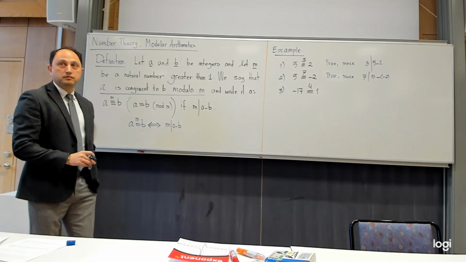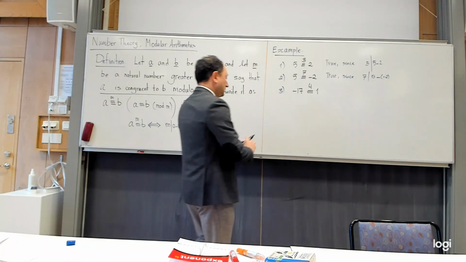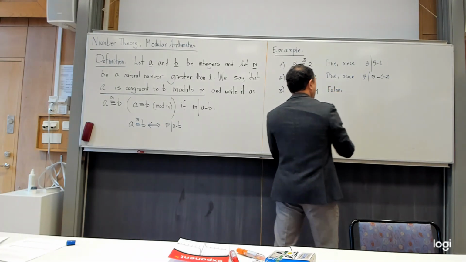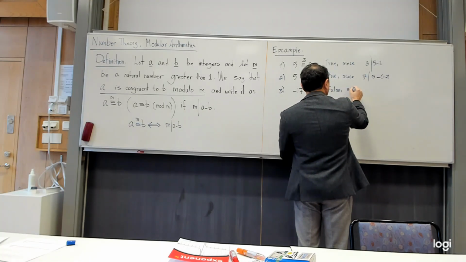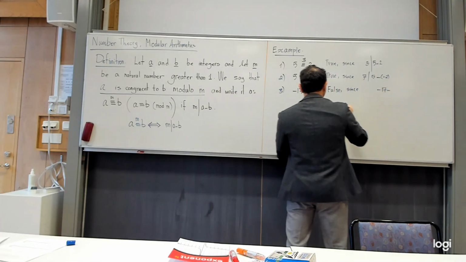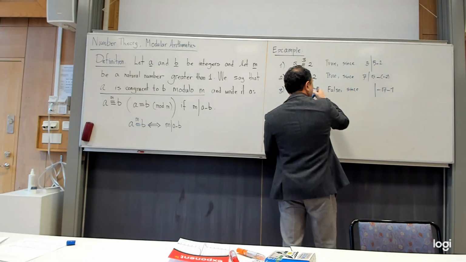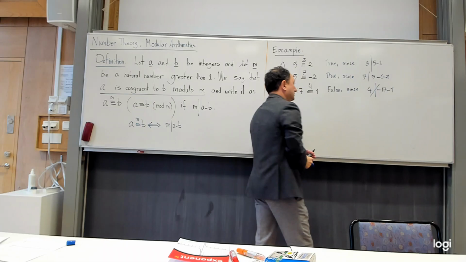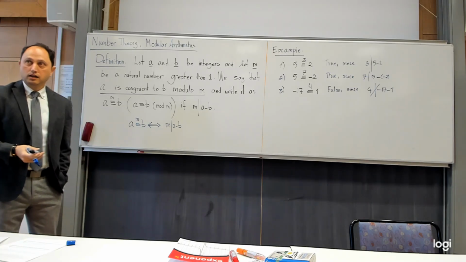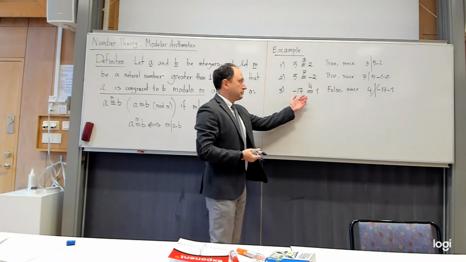What about that one? True or false? That's false, yes? Why? Since if I write the number on the left minus the number on the right, this is not divisible by 4. Yes? Because minus 17 minus 1 is minus 18, and minus 18 is not divisible by 4. So this statement is a false statement.